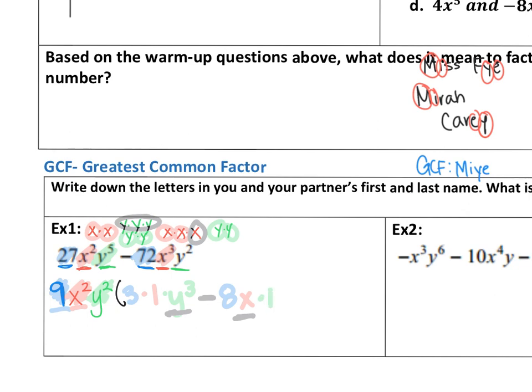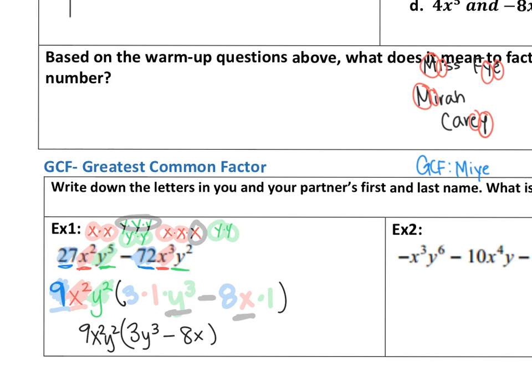You might look at this and say, again, Miss Phi, don't know why we're writing the ones. We're going to get rid of them. So 3 times 1 times y to the third is just 3y, I'm sorry, y cubed, minus 8x. And then we have our GCF out front. So this is an example of factoring with a GCF. So you're just trying to find what they have in common, take them out, and then write what's left when you divide that GCF out of it.